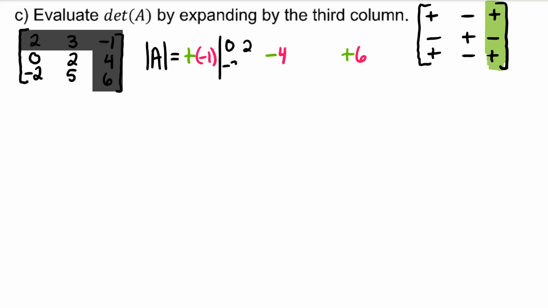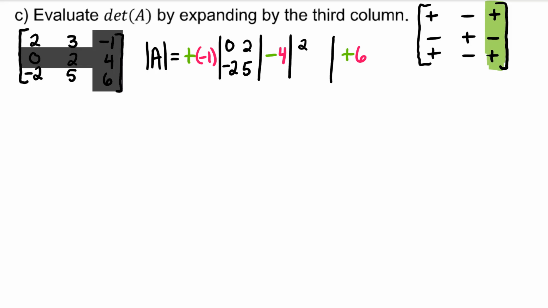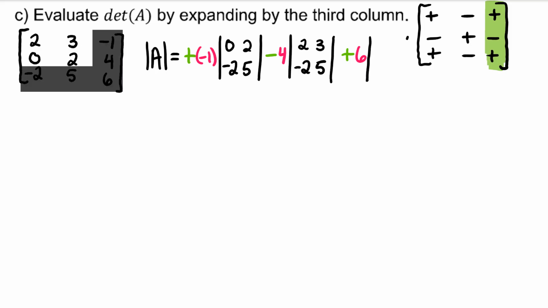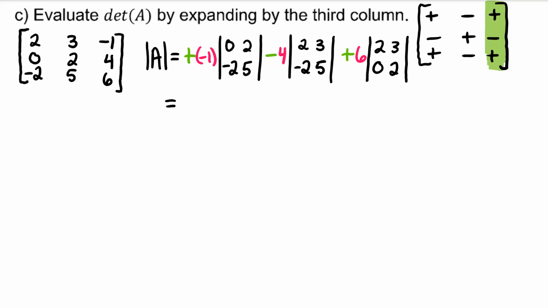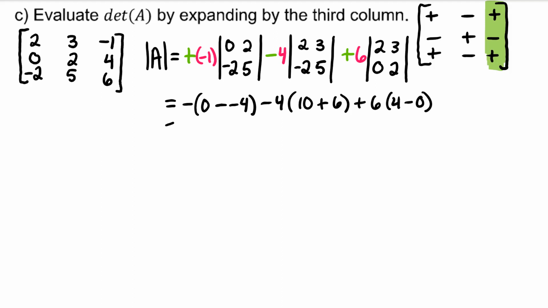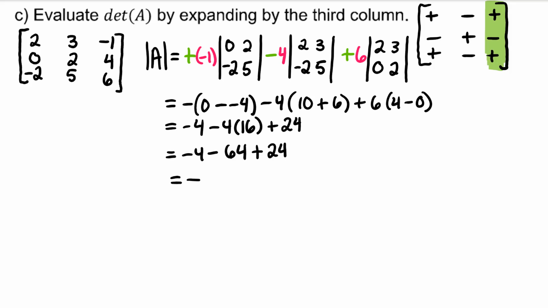0, 2, negative 2, 5. 2, 3, negative 2, 5. 2, 3, 0, 2. Evaluate and simplify. And again, you get negative 44. So I think negative 44 is the determinant of A.